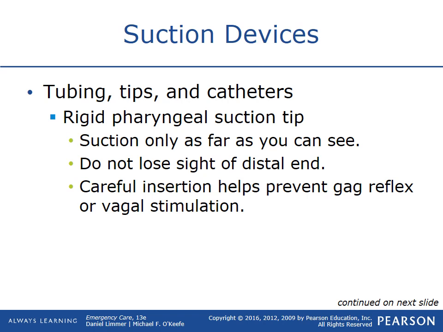The vagus nerve is a nerve that travels down from our neck down to our heart, and it actually will slow our heart rate down if it's stimulated. So you can actually stimulate the vagus nerve towards the back of the throat.